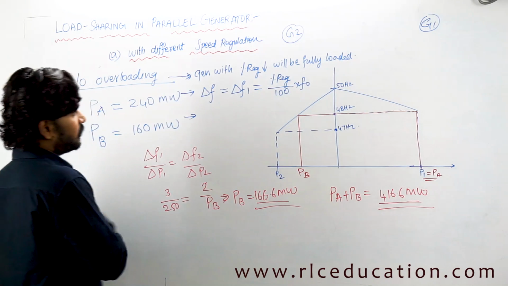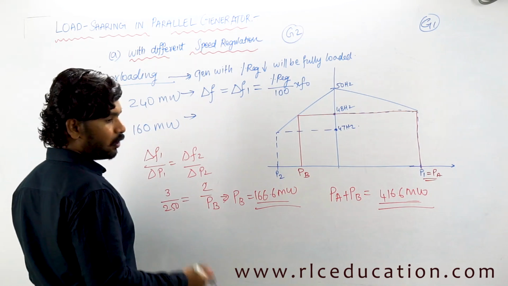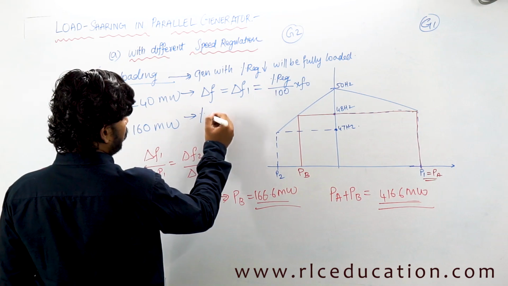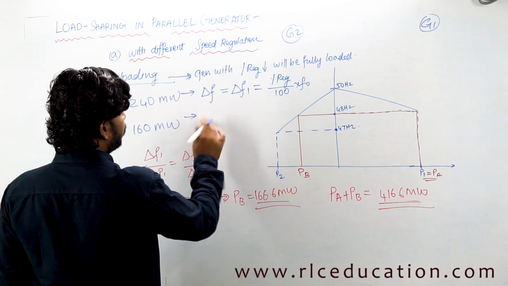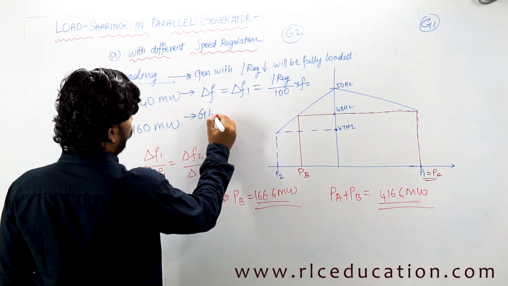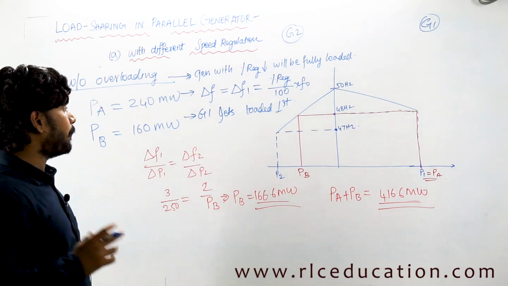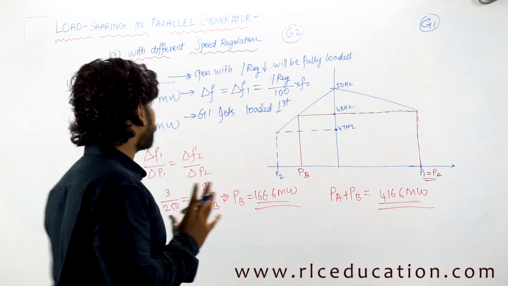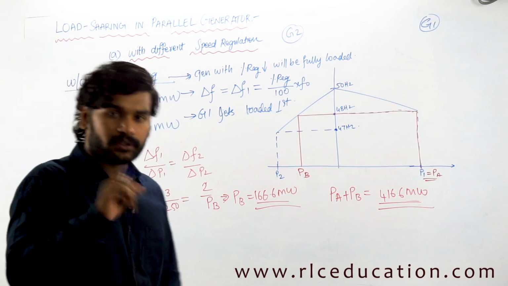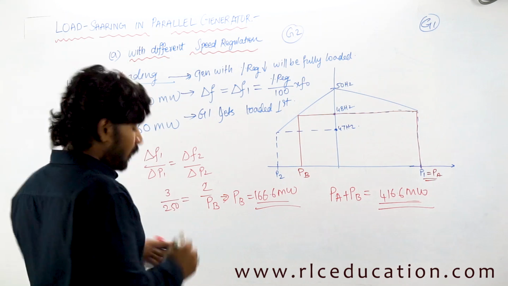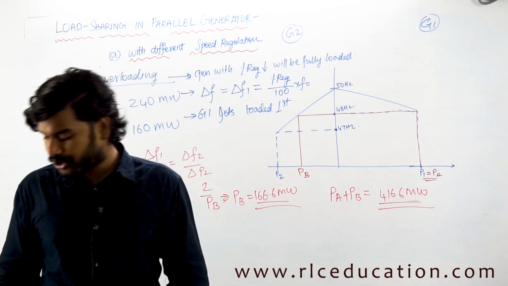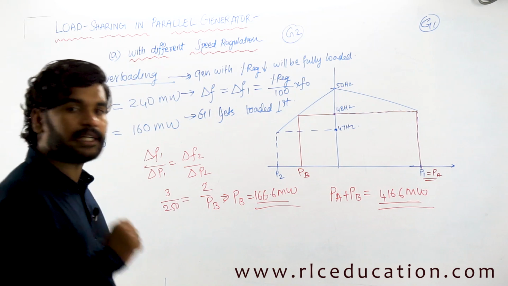Next thing that we have to see is which generator will get loaded first. The generator with less percentage regulation, that is generator 1, gets loaded first. So these are some important points that may be asked in examinations with respect to this concept. So this much is enough. The next case that we will see is with the same speed regulation, if the percentage speed regulation of both generators is the same.